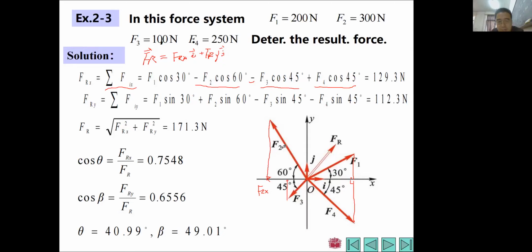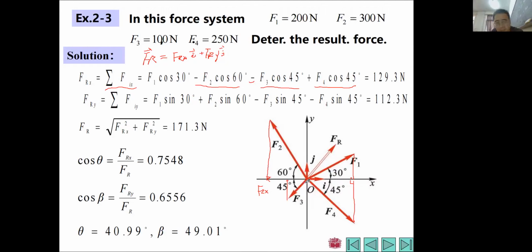Actually, this one is F2y. Its magnitude will be F2 times sine 60, right? And its direction is along the positive y direction, so it has a positive sign, and this is the magnitude.